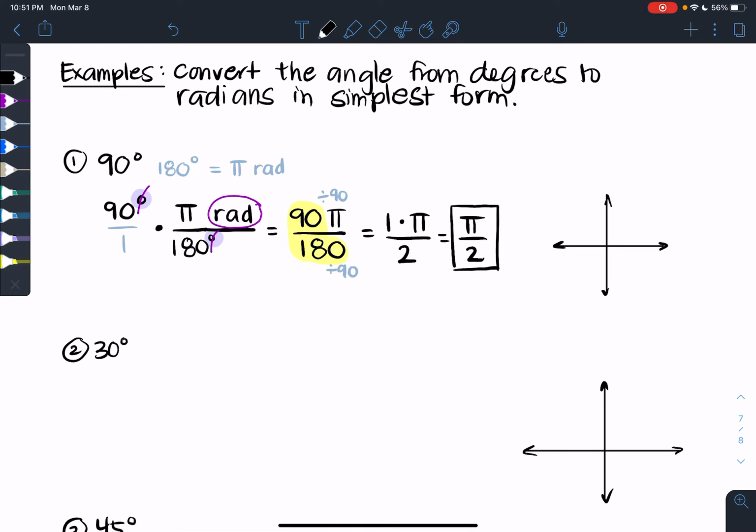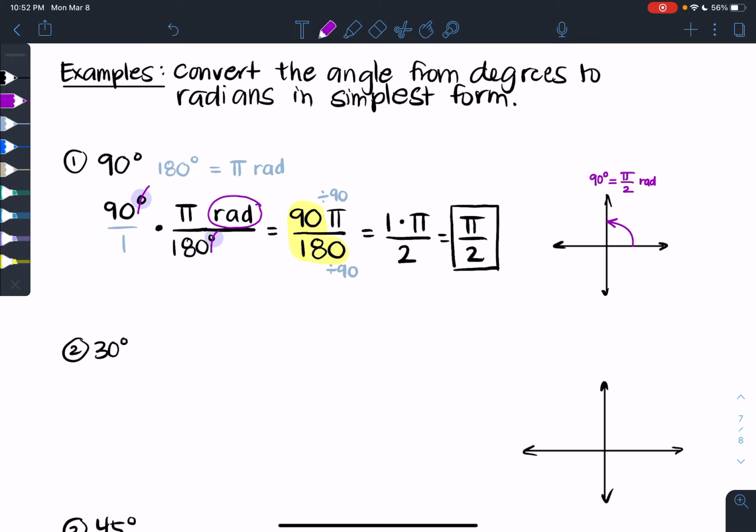So how does this look on our coordinate plane? There's a couple of ways to show this. First, we remember that 90 degrees goes all the way up here. So that angle measure is also called pi over 2 radians. And that is how that angle measure looks on our coordinate plane.